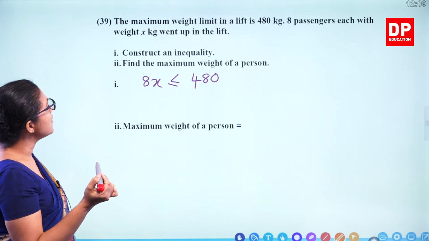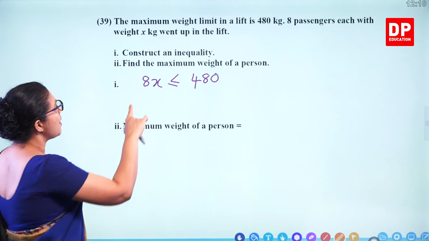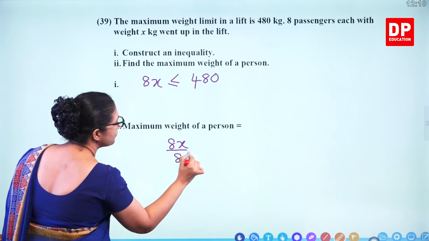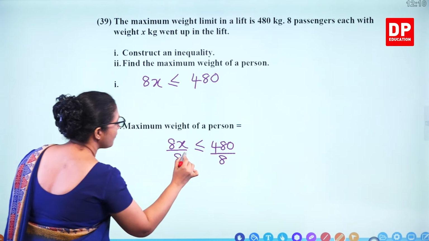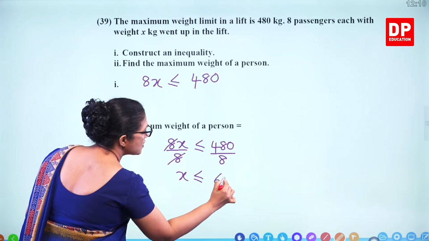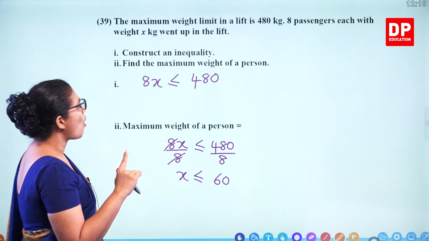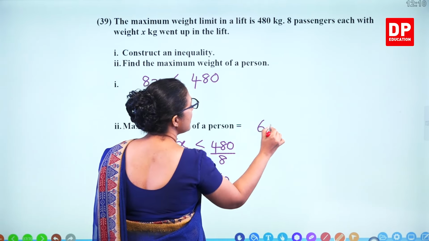And how do you solve this? You can solve this by dividing both sides by 8 first. You get x is less than or equal to 60. So that means the maximum weight of a person is 60 kilos.